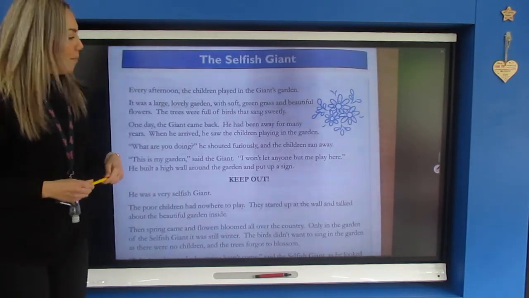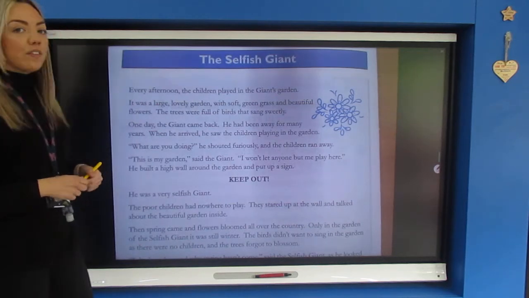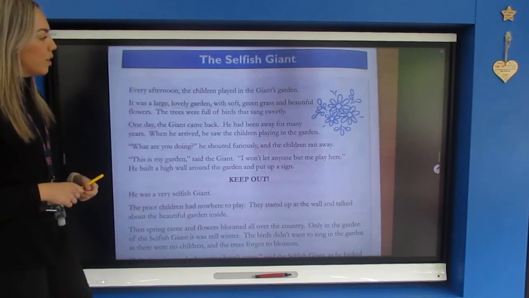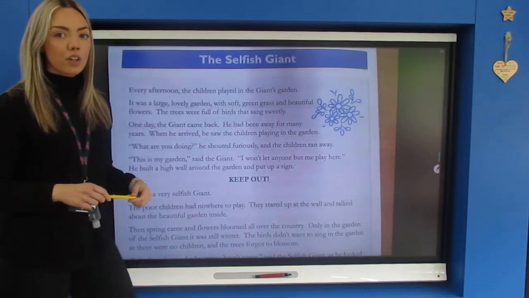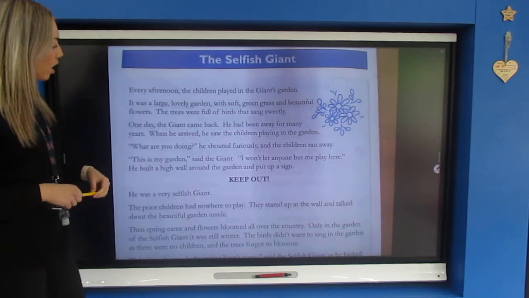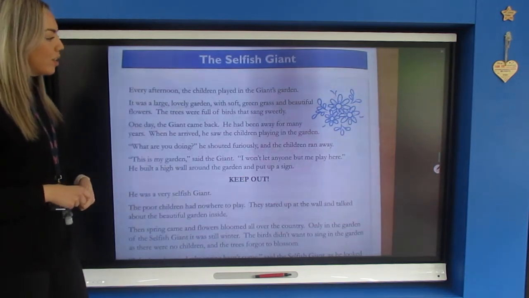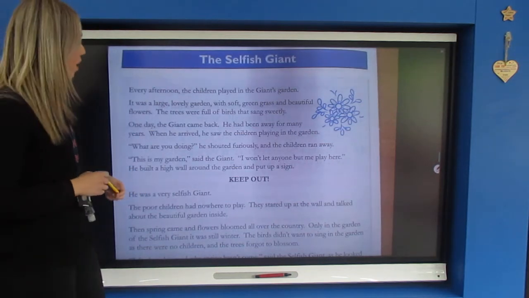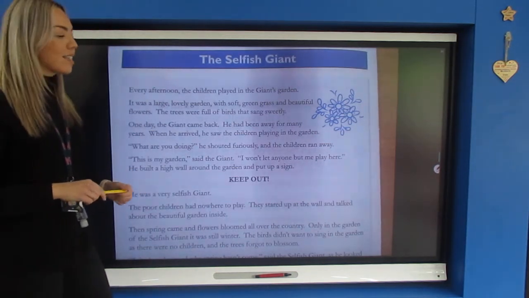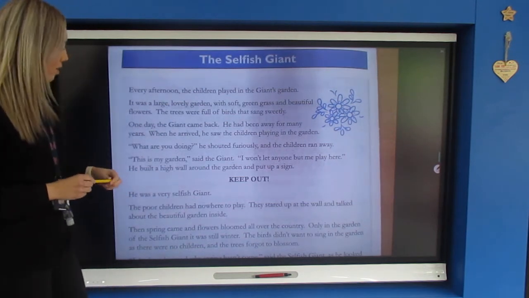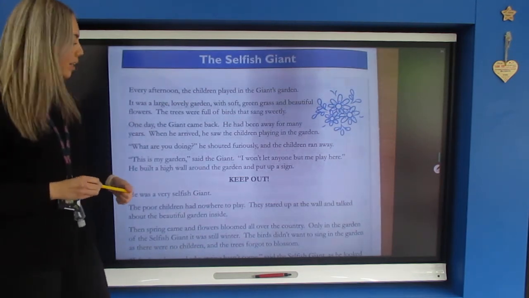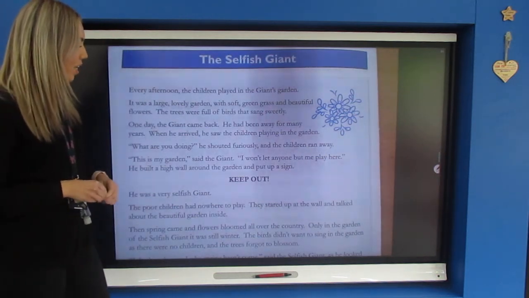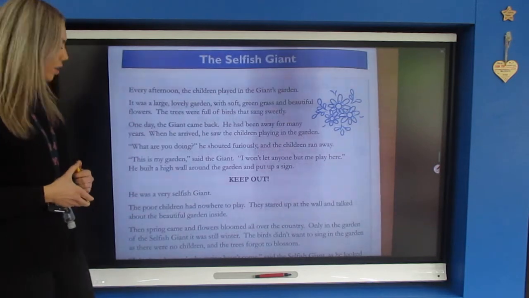So let's begin. The selfish giant. Every afternoon, the children played in the giant's garden. It was a large, lovely garden with soft green grass and beautiful flowers. The trees were full of birds that sang sweetly. One day, the giant came back. He had been away for many years. When he arrived, he saw the children playing in the garden.